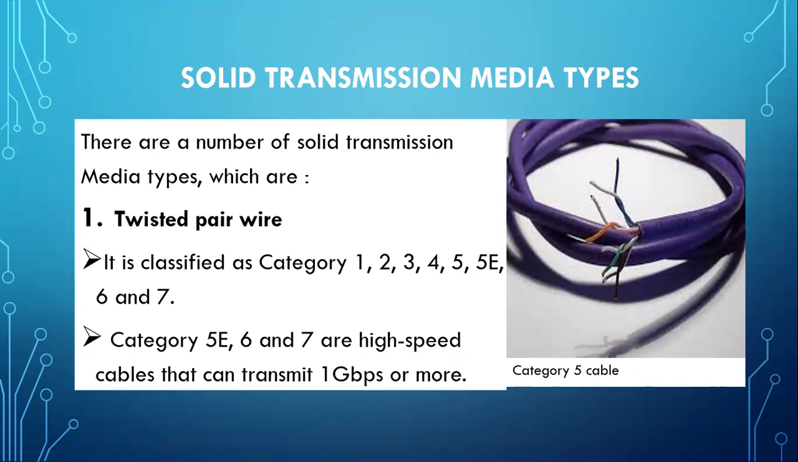So those are the twisted pair wires. They look like that. An example is that category 5 cable. They are there as one of the transmission media for the connection.